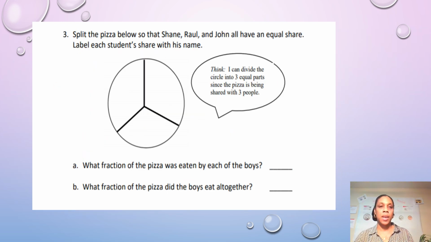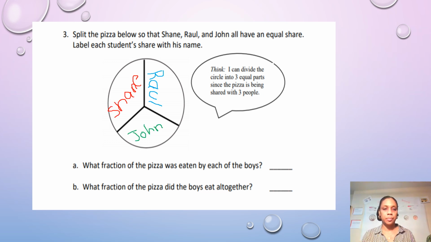Number 3, split the pizza below so that Shane, Raul, and John all have an equal share. Label each student's share with his name. Problem A states, what fraction of the pizza was eaten by each of the boys? Well, there are 3 pieces in all, and each boy got to eat 1 piece. So that means each boy ate 1 out of the 3 pieces. That means that they ate 1/3 of the pizza.